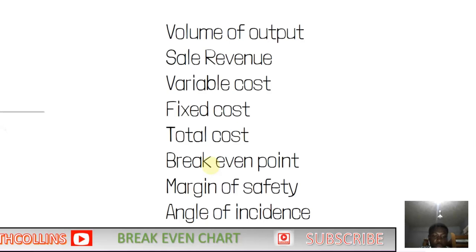So let's move on to the angle of incidence too. The angle of incidence is the angle at which the sales revenue cuts the total cost line. We can see from the chart, so I will show you on the chart. The larger the angle of incidence, the larger the profits. And this is a bit graphical.